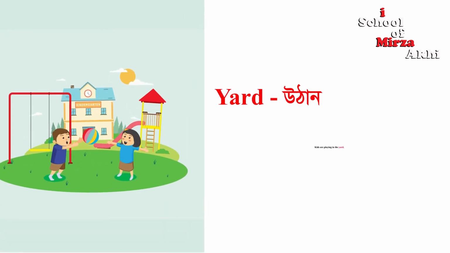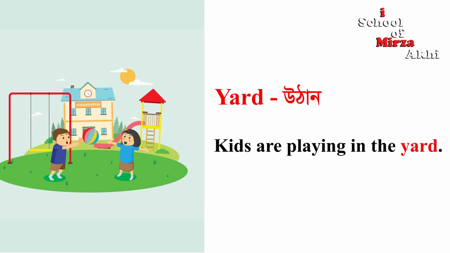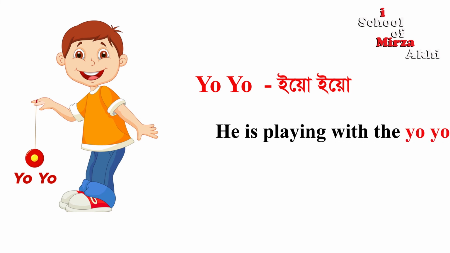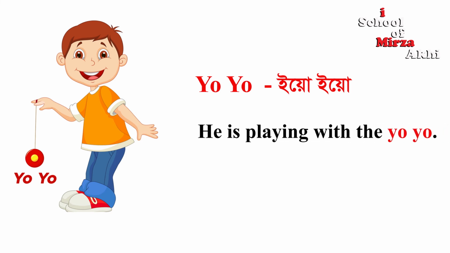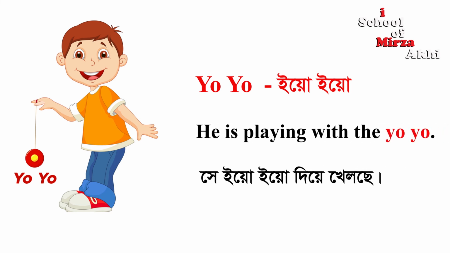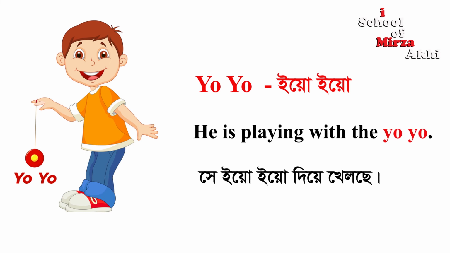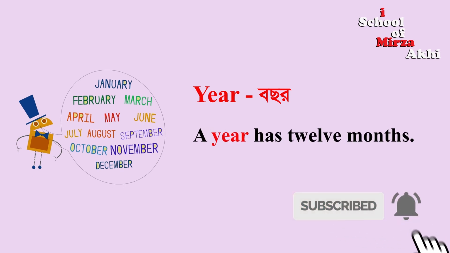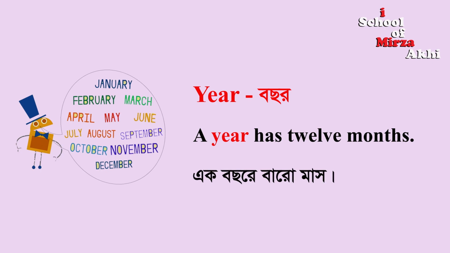Yard. Kids are playing in the yard. বাচ্চারা উঠানে খেলছে. Yo-yo. He is playing with the yo-yo. সে yo-yo দিয়ে খেলছে. Year. A year has 12 months. এক বছরে 12 মাস.